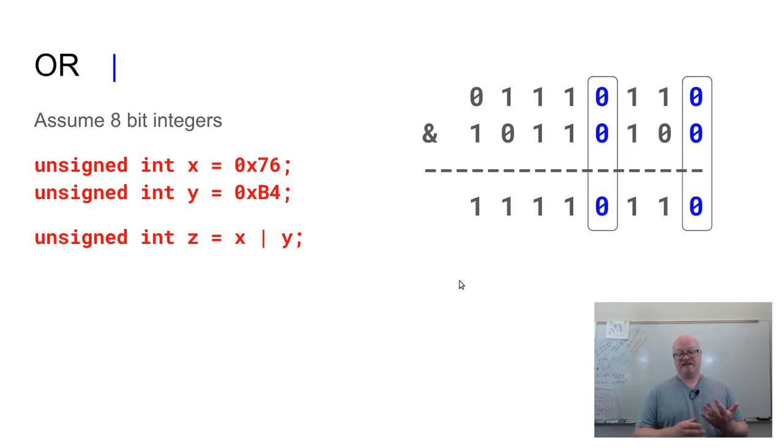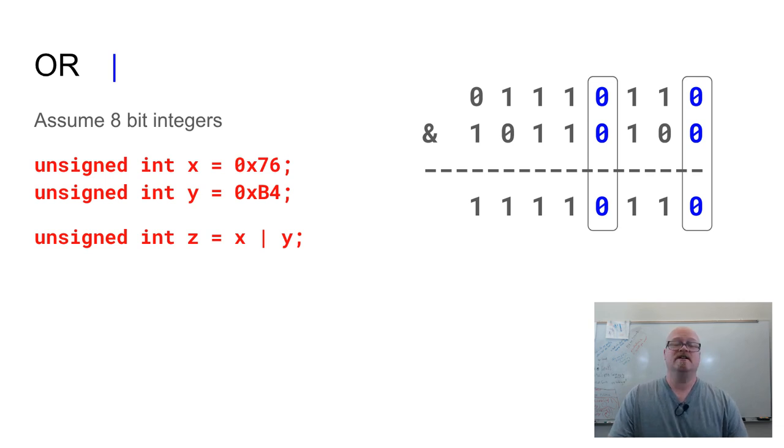The OR operation, which looks an awful lot like how we apply the OR operation for logical conditions, is not two vertical pipes but one vertical pipe. With one vertical pipe, we're applying the bitwise operation of OR. So again, we're going to use the same values for x and y, but this time we're going to capture the result of doing a bitwise OR between them.